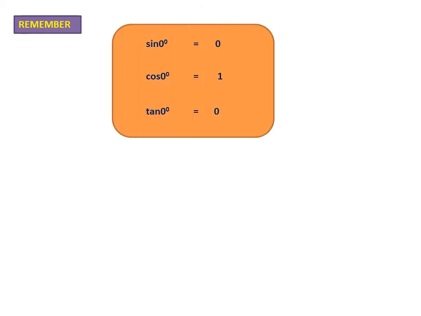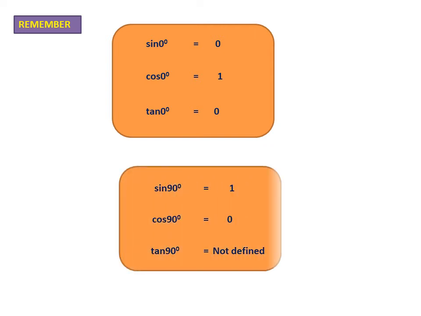So remember these things once again. Sin 0 is 0, then cos 0 is 1, and tan 0 is 0. This is one set. Similarly sin 90 is 1, cos 90 is 0, tan 90 not defined. Therefore you can remember like this. See, there is once again a connection. Sin 90 is 1, cos 0 is 1. Just reverse. Sin 0 is 0, cos 90 is 0. Then tan 0 is 0, tan 90 not defined. So these are the things you have to remember.